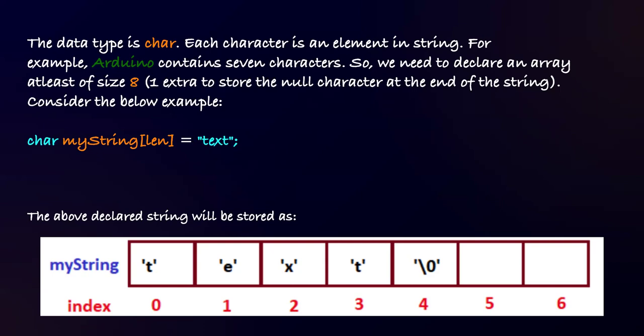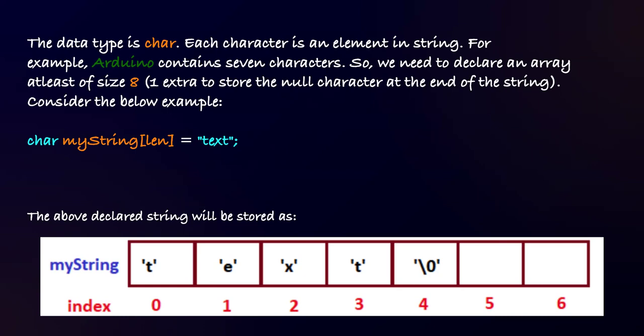Now, why should we declare one extra space? Why is it being used? I have written it over here very easily to understand: one extra space to store the null character at the end of the string. This is the null character. Okay. All right.